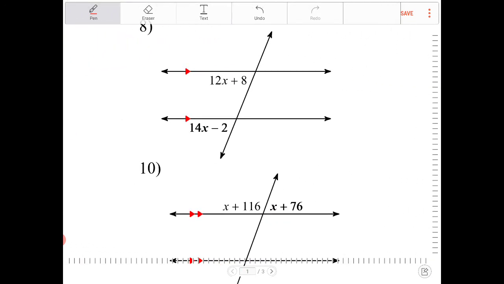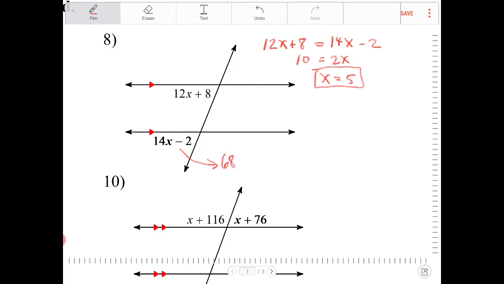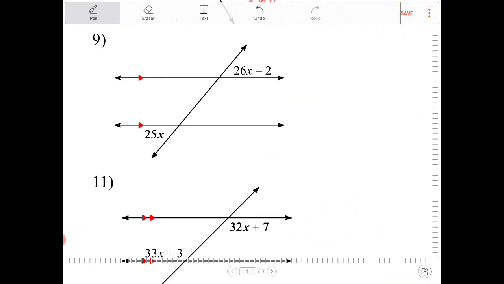All right, moving on. These are corresponding. So what do I know about corresponding angles? They are going to be the same. So therefore I can say 12x plus 8 is equal to 14x minus 2. I'm going to subtract both sides by 12x and add 2 to both sides. Divide both sides by 2, x will equal 5. If x is equal to 5, this angle over here, 14 times 5, that's 70. 70 minus 2 is 68.